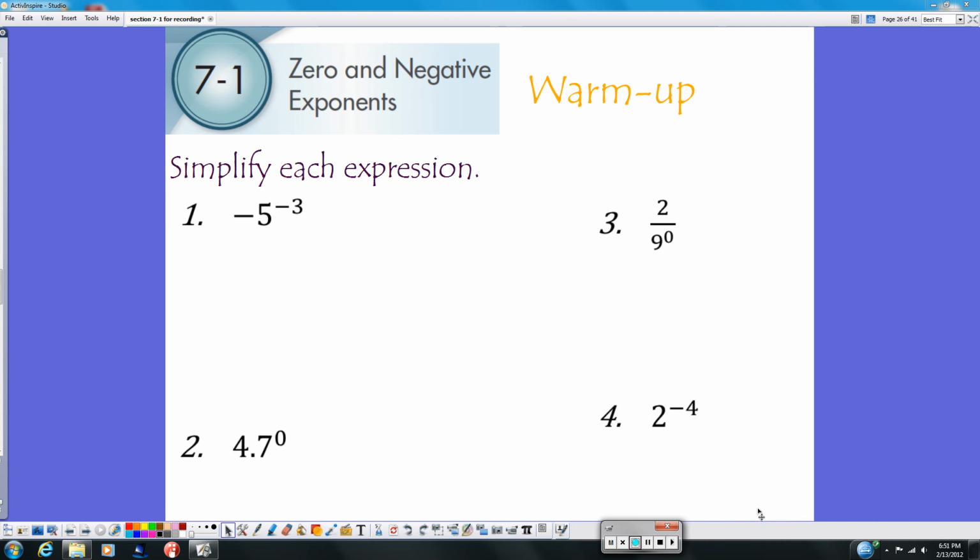Still working in section 7.1 with 0 and negative exponents. For our warm-up, let's do what we did yesterday and simplify each of these expressions. So let's see how you did.